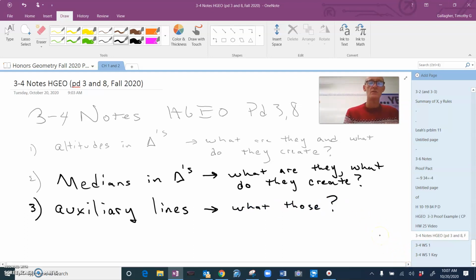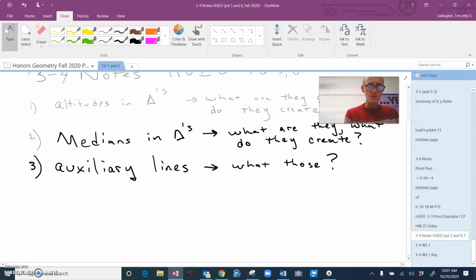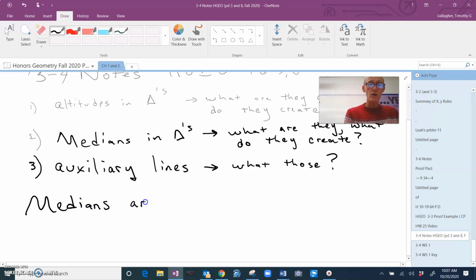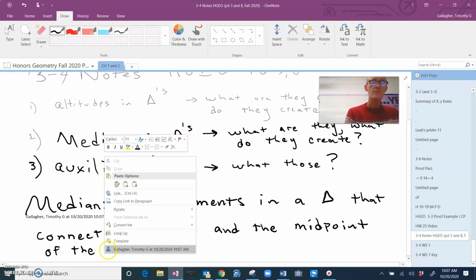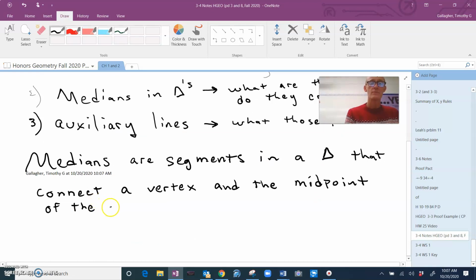So the first topic is medians, and medians are segments in a triangle that connect a vertex and the midpoint of the opposite side.